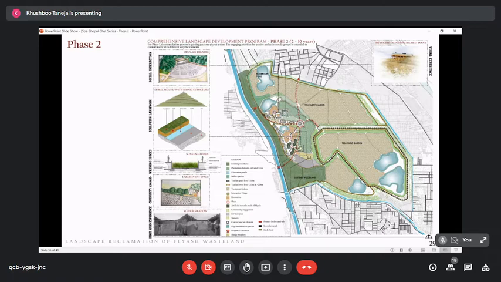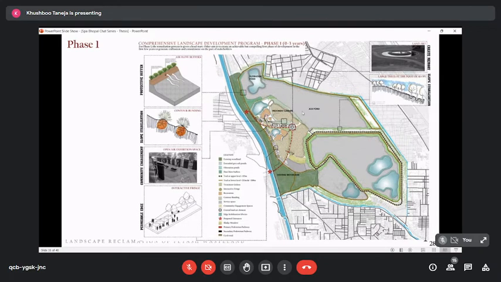Now here, what we have done is, in the previous phase we had left all of this around. I'm at phase 1 only. We had left all of this exposed and we were only working on this area, and we had given buffers around it to protect whatever is happening here.